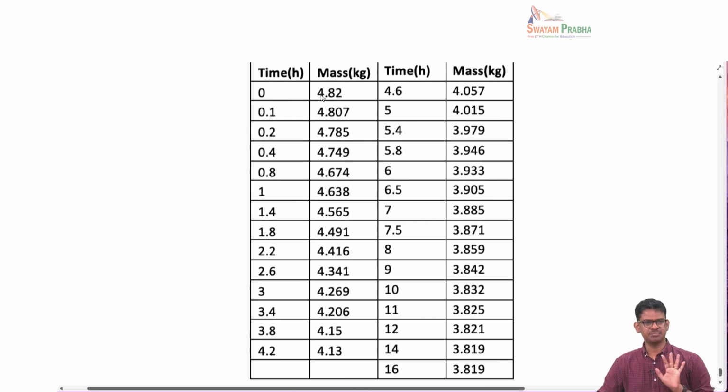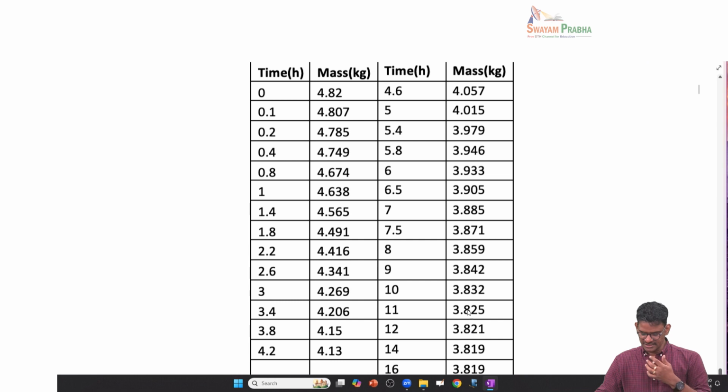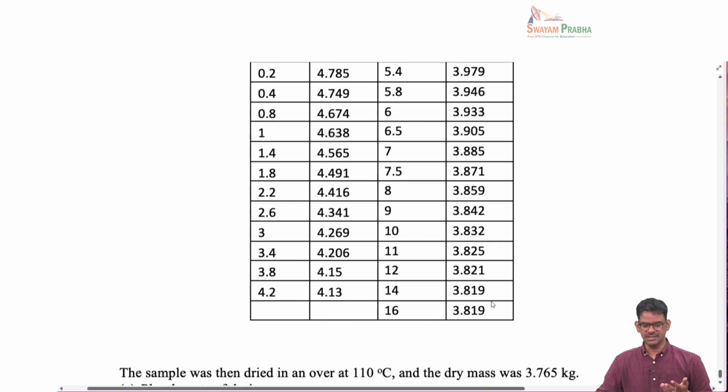So time versus mass. This mass is the total mass of the wet solid. It contains the dry mass plus the moisture content, and you can see that the total weight drops. It's done in two sections, so up to 4.2 here, and then it continues from here. You can see that by the time you go to 14 hours or 16 hours, the total weight basically remains constant. So these are raw data. You will actually record this if you were to do an experiment.